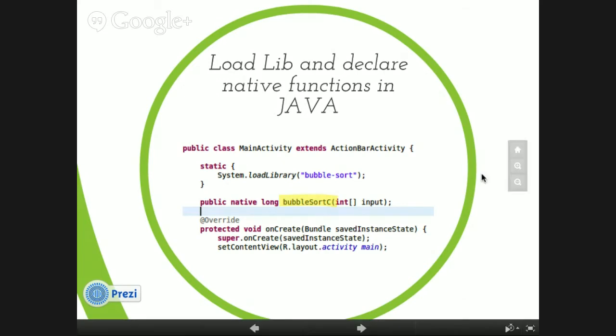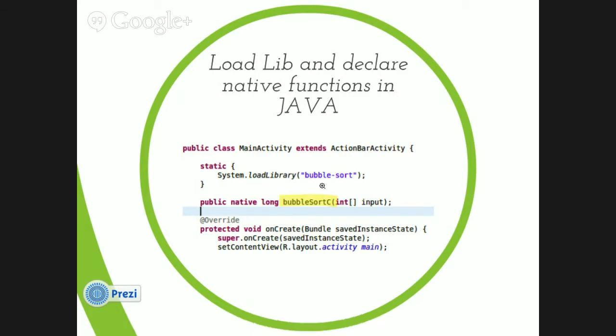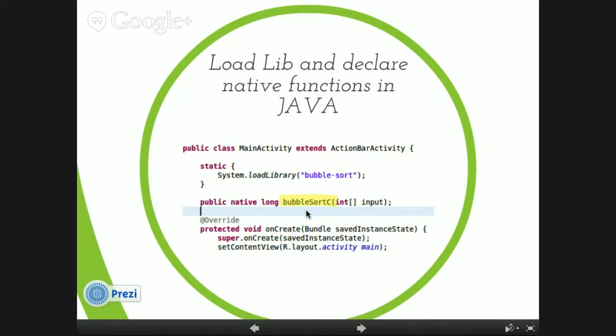So first, this is our library which we have already developed, right? And this is the name of our library. Now we are loading this library. This is a native C library. First, we have to load it, right? Then we have a declaration of a function over here. Suppose this is a bubble sort function. It takes an input with the arrays which we want to sort, and it returns a long, which is a primitive data type of Java.